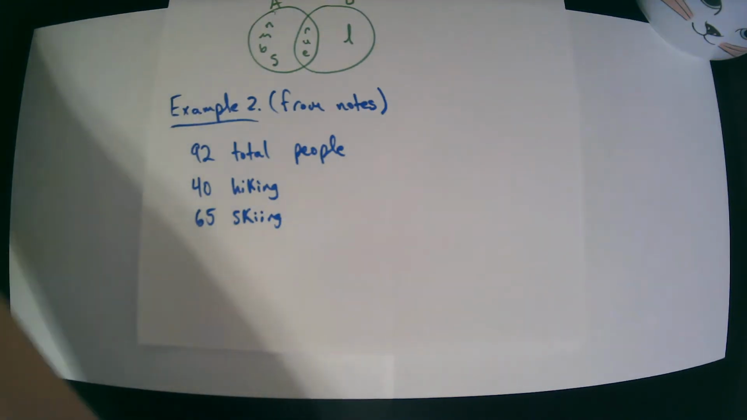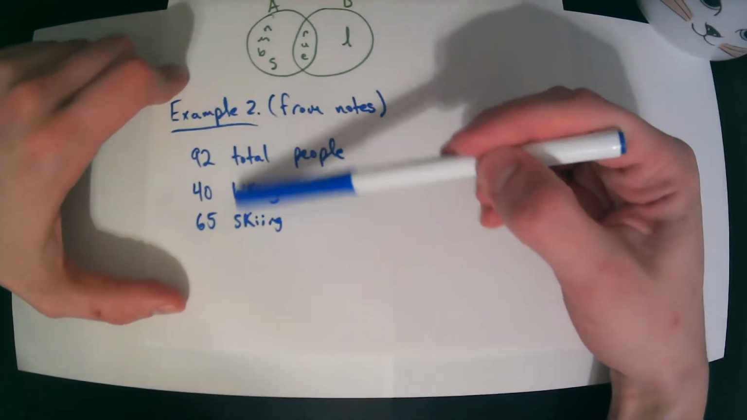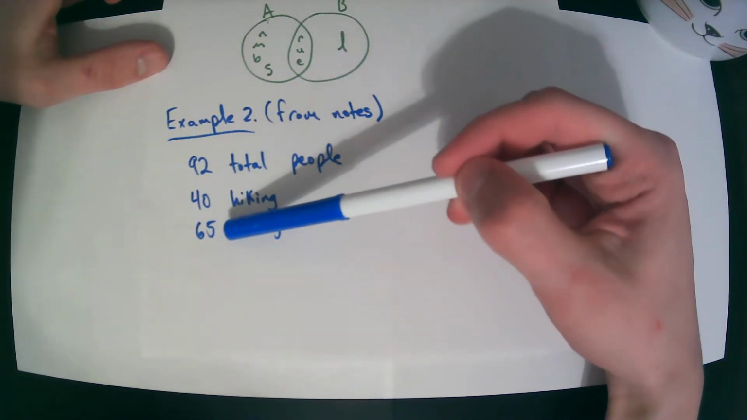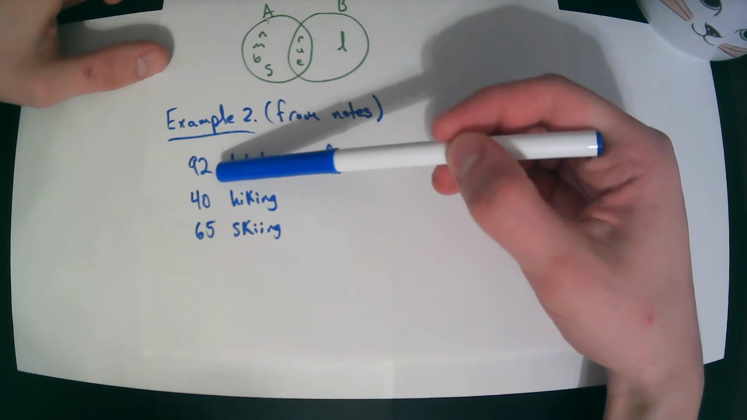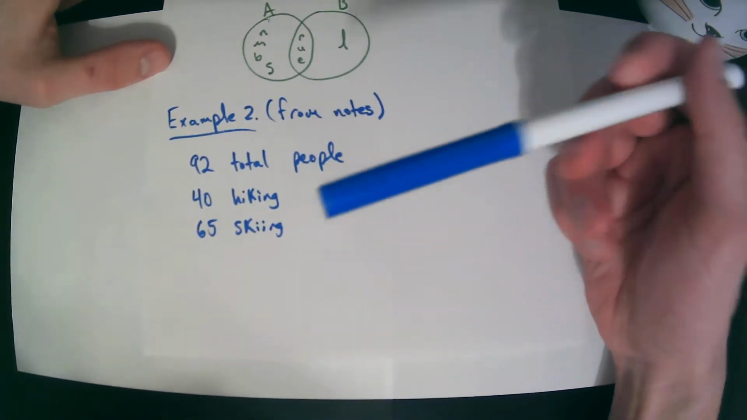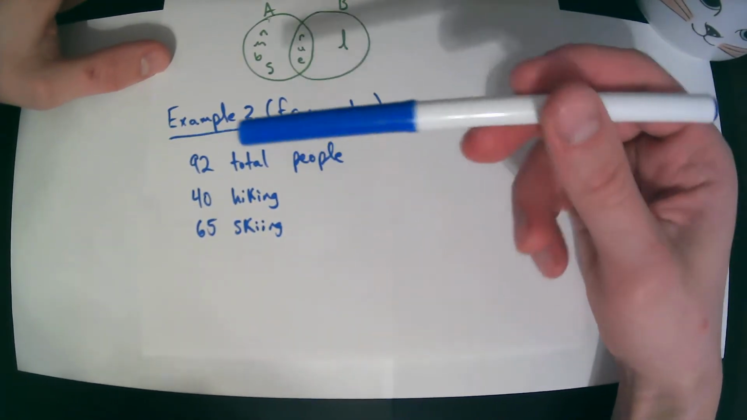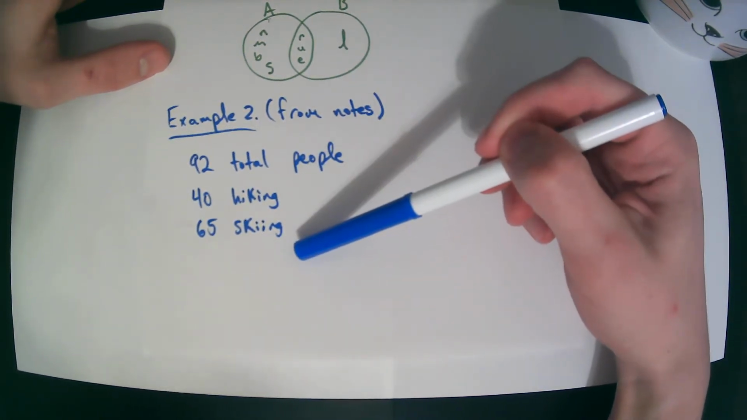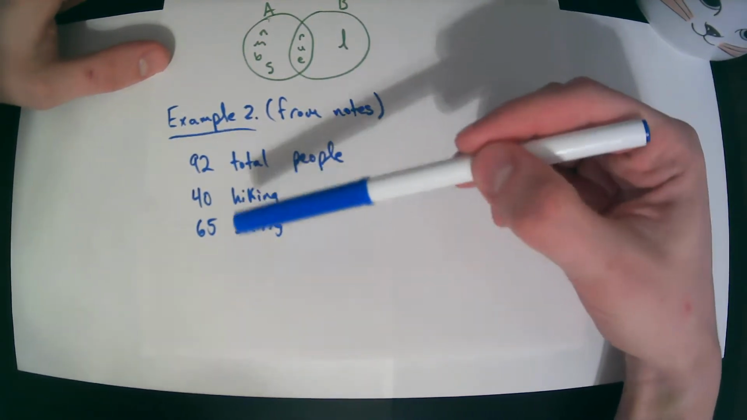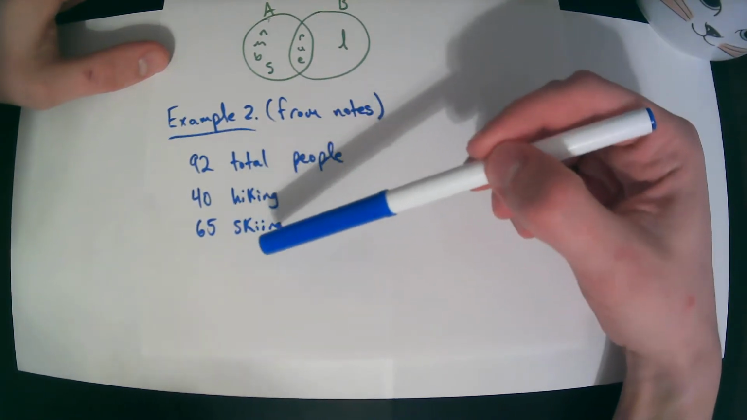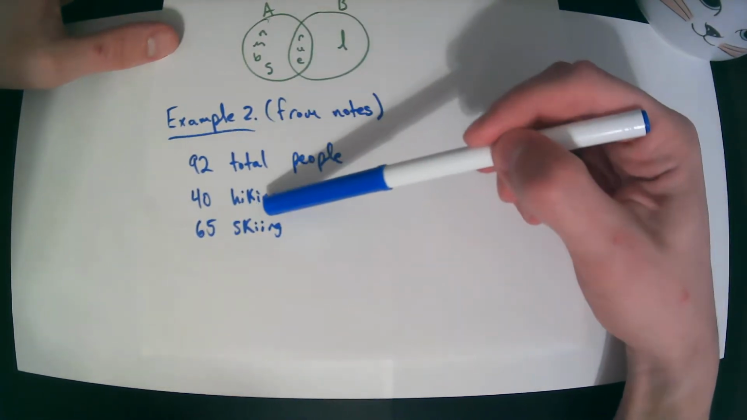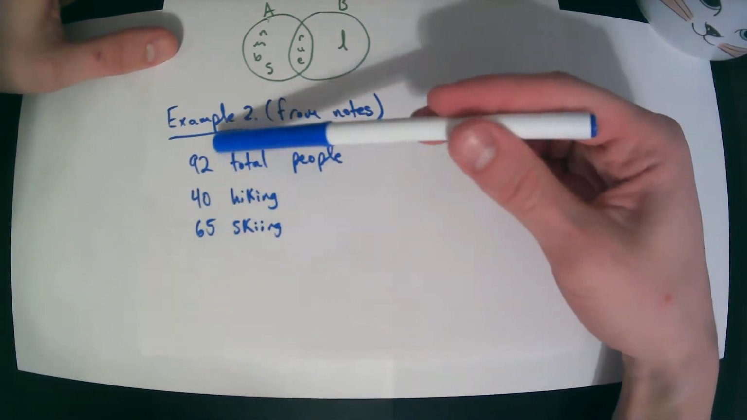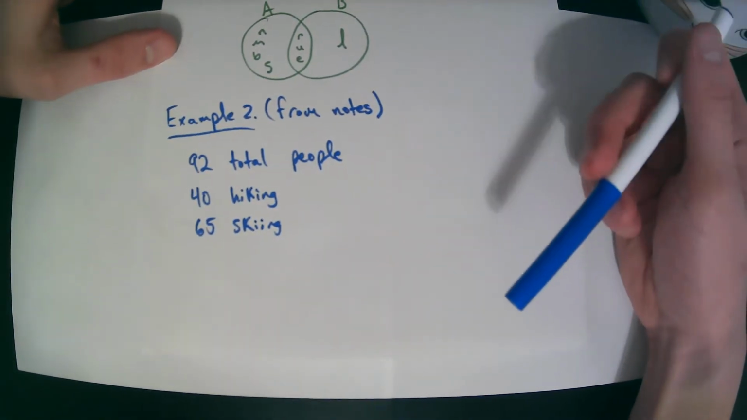Now, the first thing you may ask is, how in the world could there only be 92 total people? Because 40 plus 65 is more than 92. And the answer is that some people must have done both activities. Some people must be counted twice here. Some people must have hiked and gone skiing. That's how these two could possibly add to be more than 92.